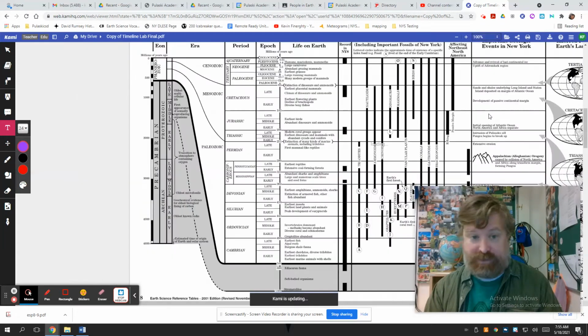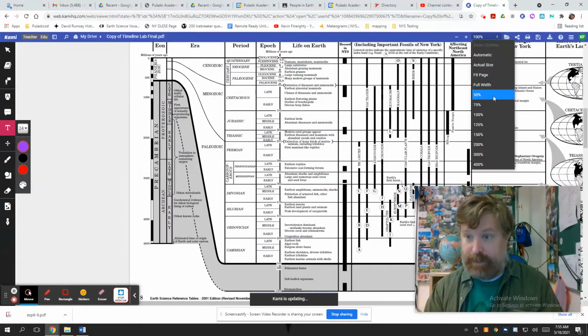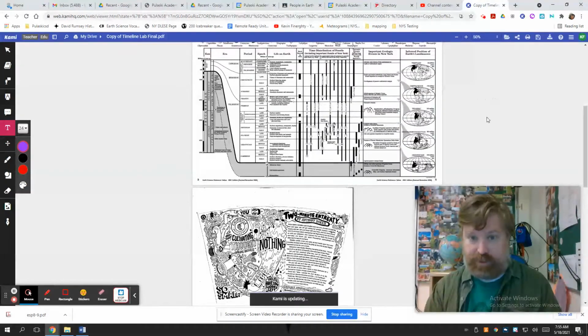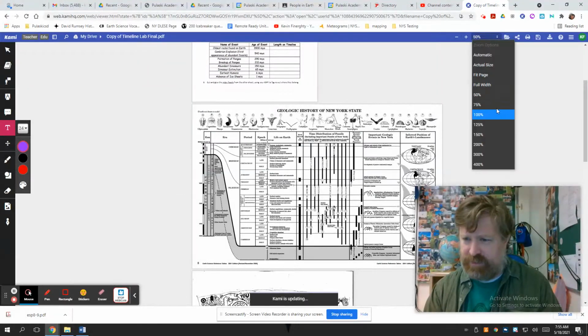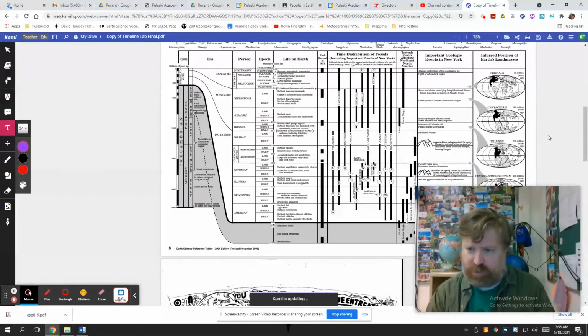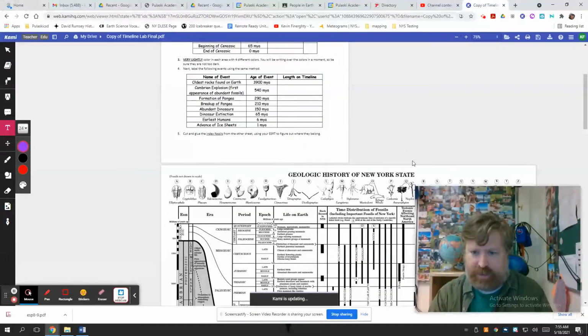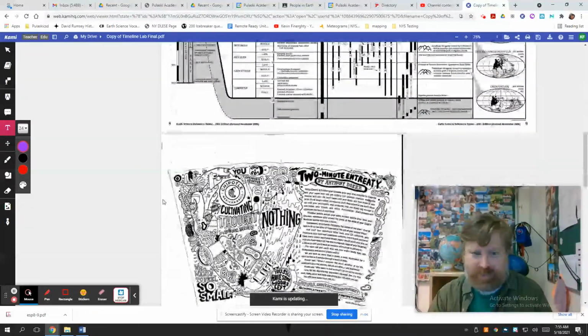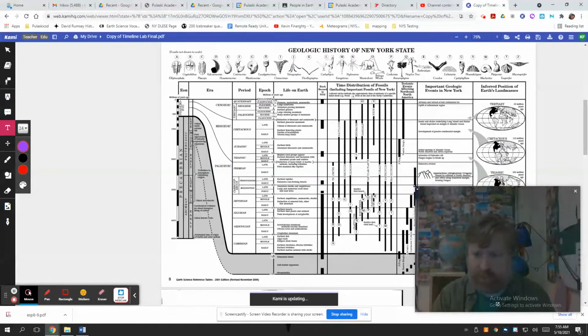This big, scary reference table is from the Earth Science reference tables. Let's find the right zoom here. And hopefully this works okay in the Chromebook, because to fit it on there, the paper is wider than it is in the other ones. Hopefully that's no big deal.